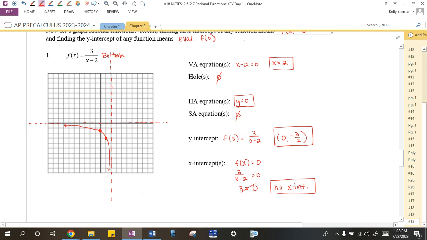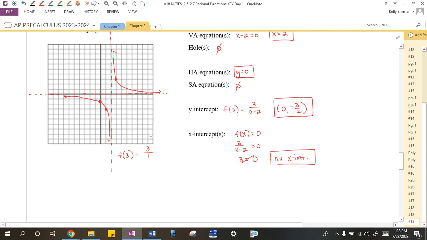But just plug in a number to be sure. So if you plug in 3, you get 3 over 1, so 3, 3. Just be careful when you're plotting the extra points. It's easy to accidentally treat where the asymptotes cross as the origin. But remember, the origin's over here. I went 3, 3. Okay, so that's it for that one.